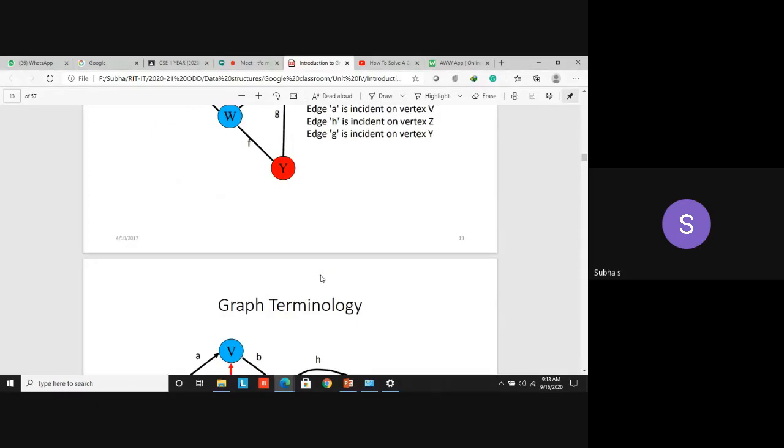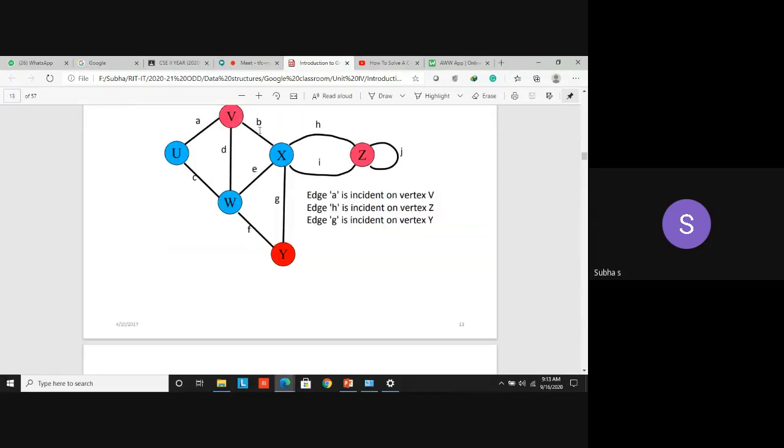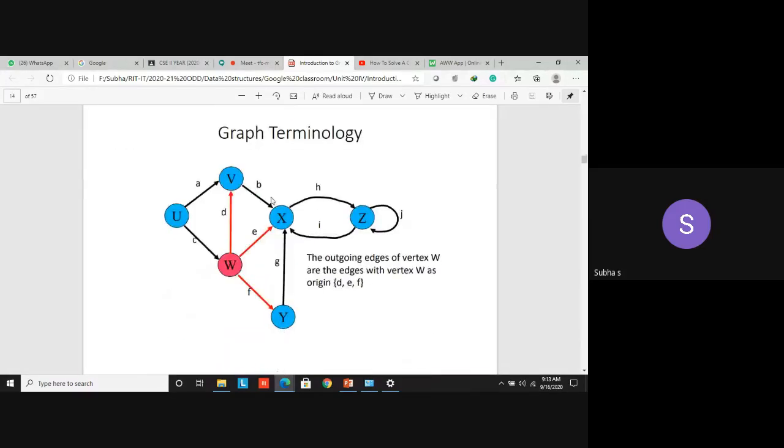It will be more clear with the directed graph, because in the directed graph only we can check whether the edges are outgoing or incoming. Here, this small b edge can be either leaving vertex V or incident on that particular vertex. But in a directed graph, it will be more clear.